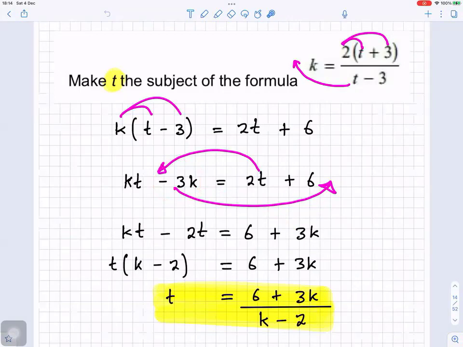We factorize, there's T here and there's T here. We take T out of the bracket. So T bracket K minus 2 equals 6 plus 3K. It's T times that, so we divide by K minus 2. So T equals 6 plus 3K divided by K minus 2.